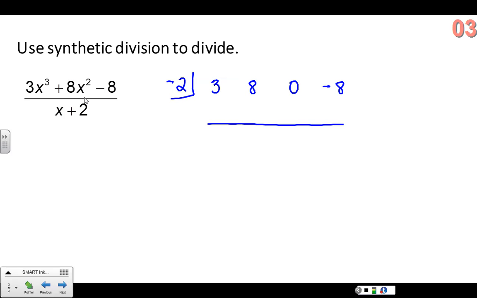The 0 is there because you're missing a term where you have x to the first power. You have your third power, second power. I need my x to the first, and then my constant. So you have to put in any zeros for missing terms. So we're going to just go through the steps now. Bring down the first term as is.